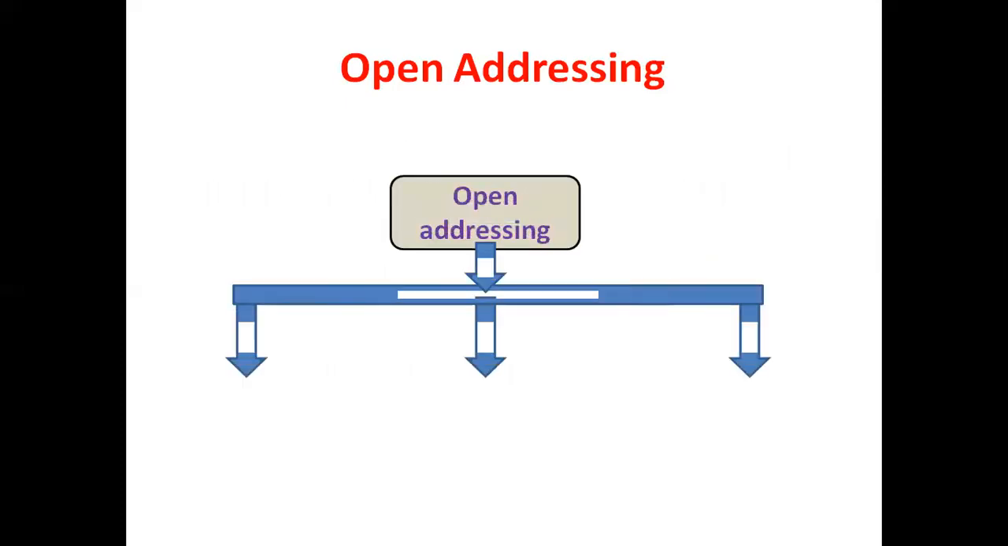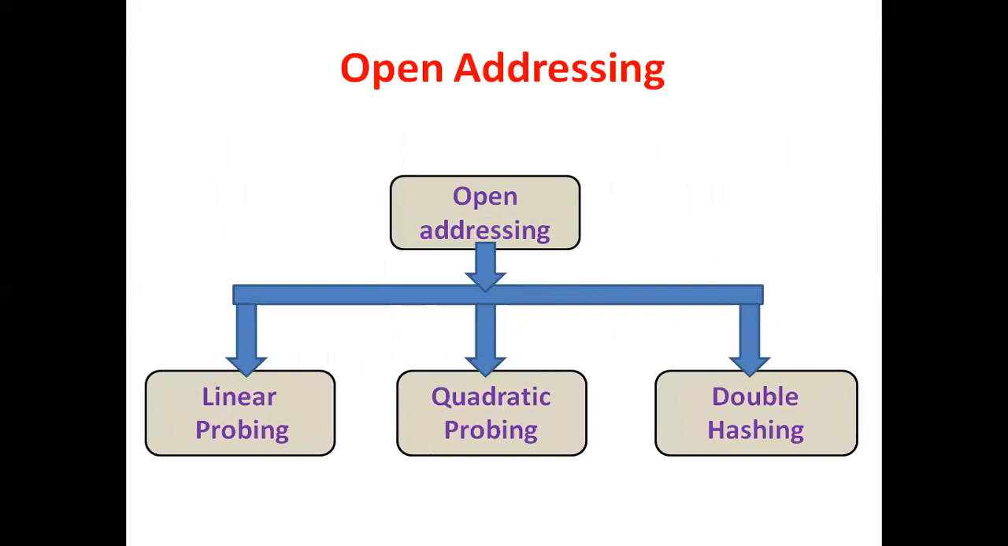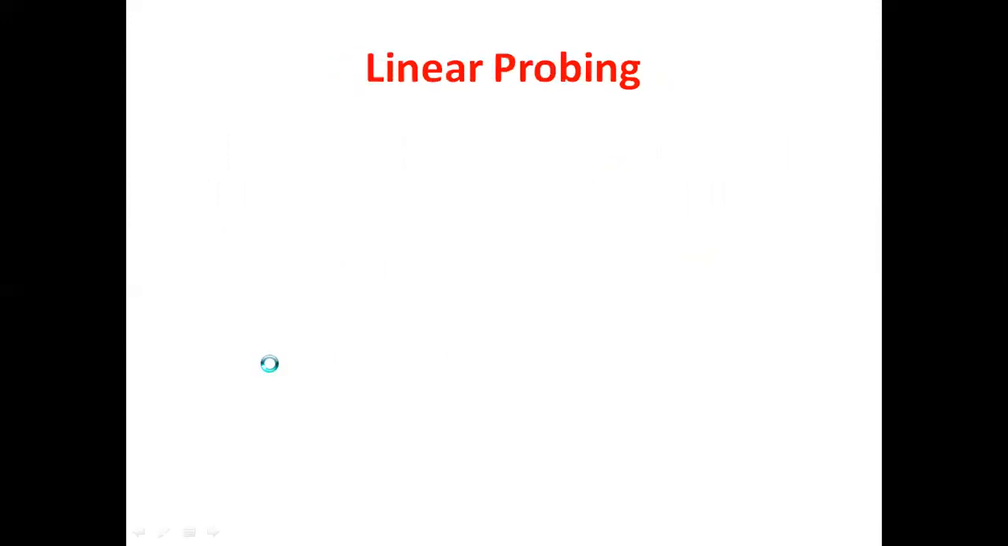In open addressing, we have three types. The first one is linear probing, the second one is quadratic probing, and the third one is double hashing. Of these, we will learn about linear probing. So what is linear probing? How to solve the collision problem by using the linear probing method.